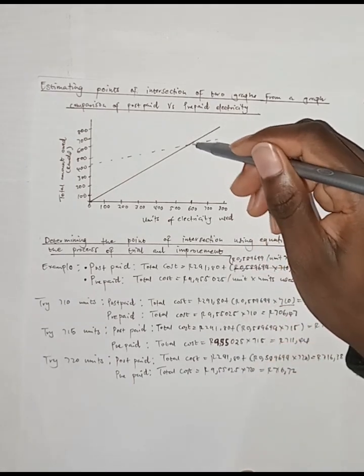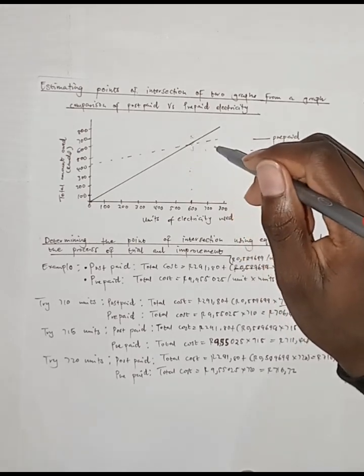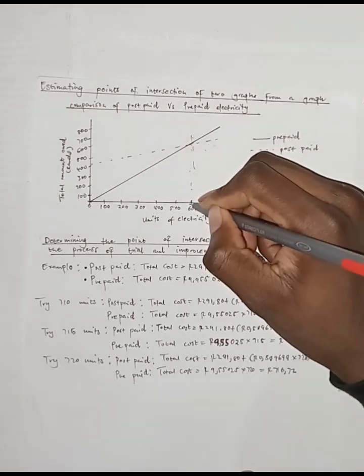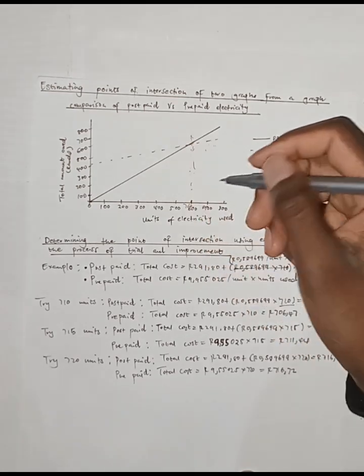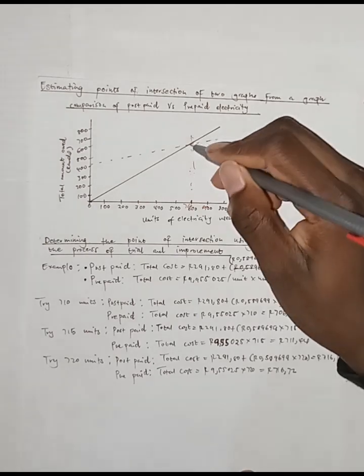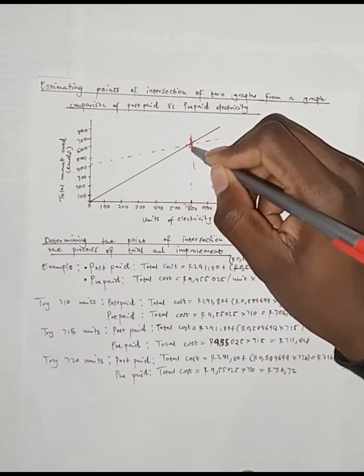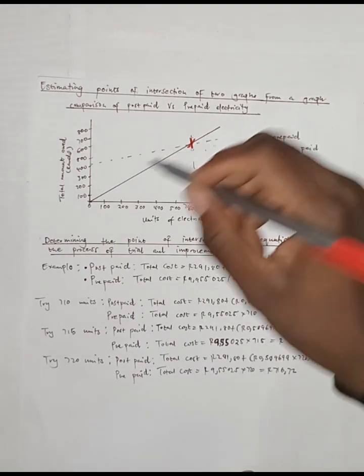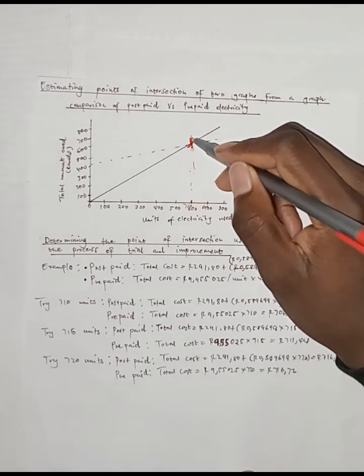Like I said, my graphs are not that up to scale, so this point was supposed to be somewhere there. But let's pretend this is in between 700 and 800. So we want to find the point of intersection. The point of intersection is when two graphs or two lines meet. Like here, this is the point of intersection of these two separate graphs. The point of intersection is where both of them are equal.